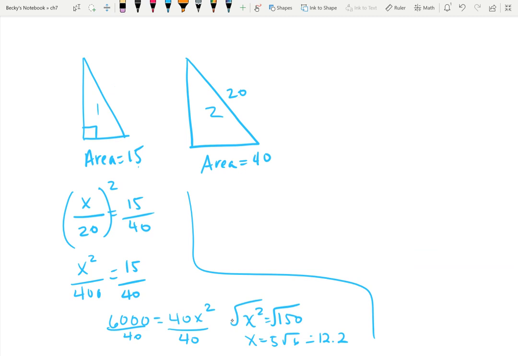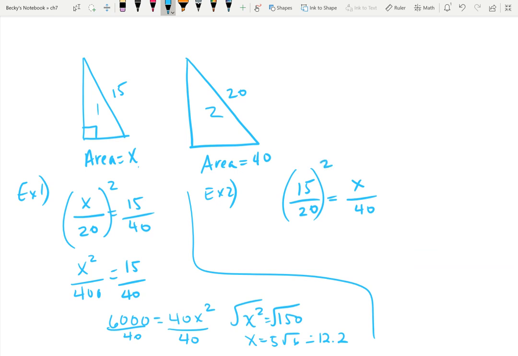Okay, I want to move the x. Let's say you move that up here and now the area is x. Let's try it. So this was example 1, and let's try example 2. So the side length of the first figure to the side length of the second figure, the area of the first figure to the area of the second figure. Now, the one that's not the area, you have to square it. Okay, so 15 squared is 225, and 20 squared is 400.